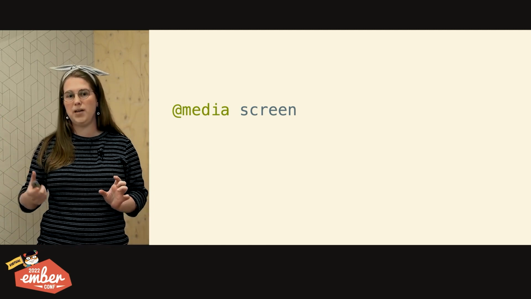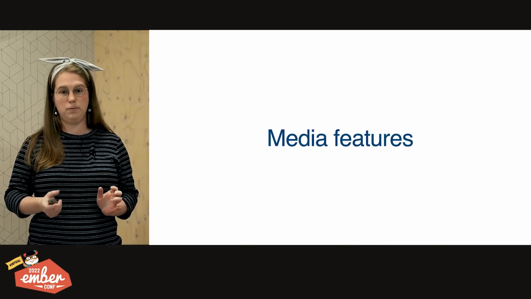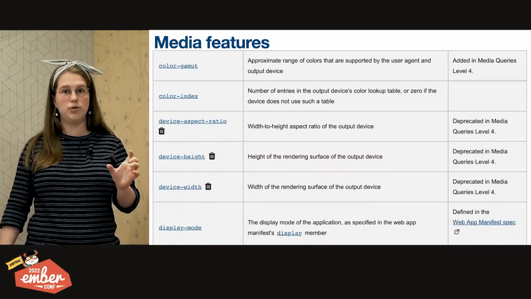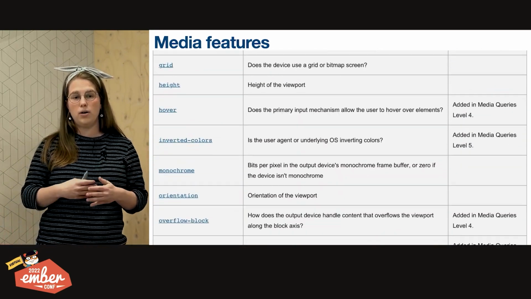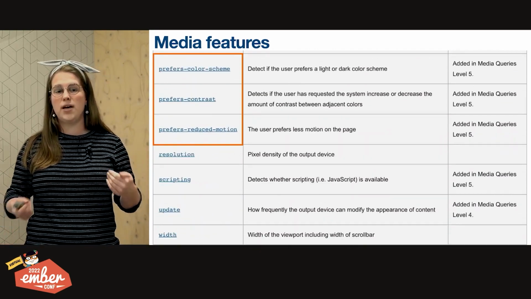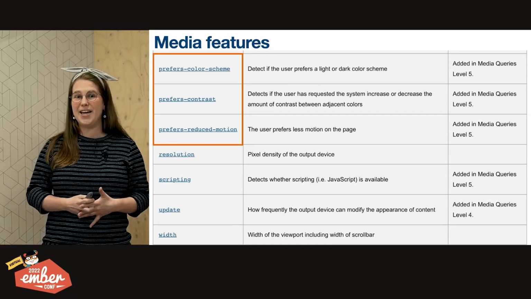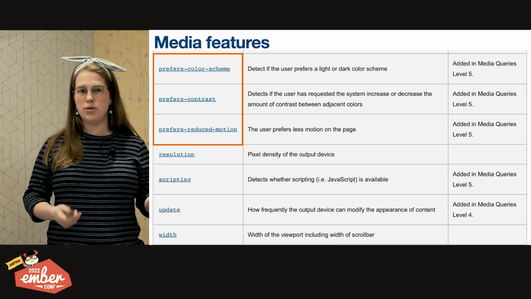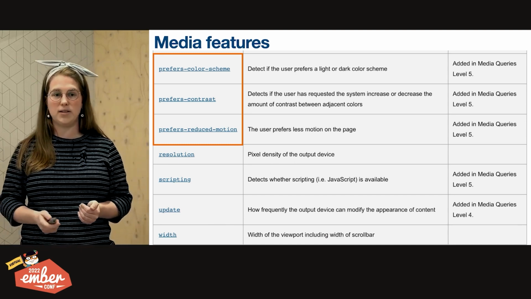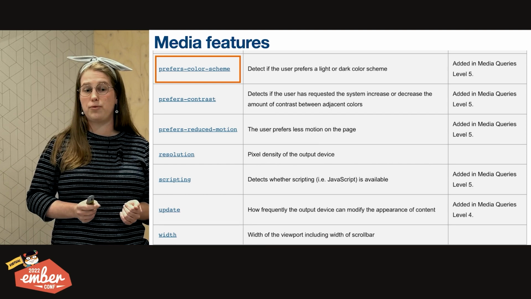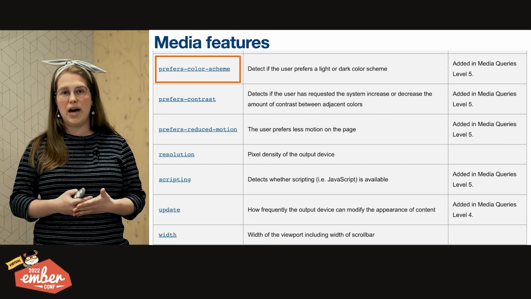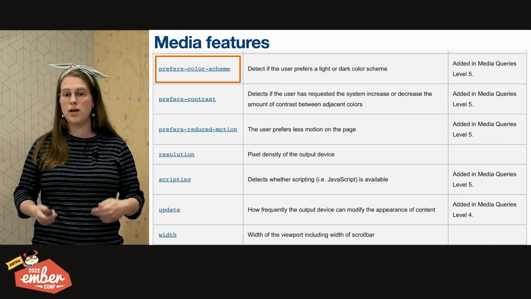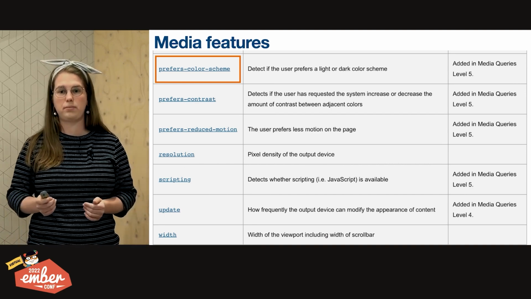The second part of a media query is the media feature. And there are a ton of them. They might look at the orientation of your device. They might look at the width of your device. But today we're going to look at the media queries concerning preferences. Because they're there and they allow you to check what preferences your user has. We're going to look at prefers color scheme. This allows you to detect if the user prefers a light or a dark color scheme, where light is the default.